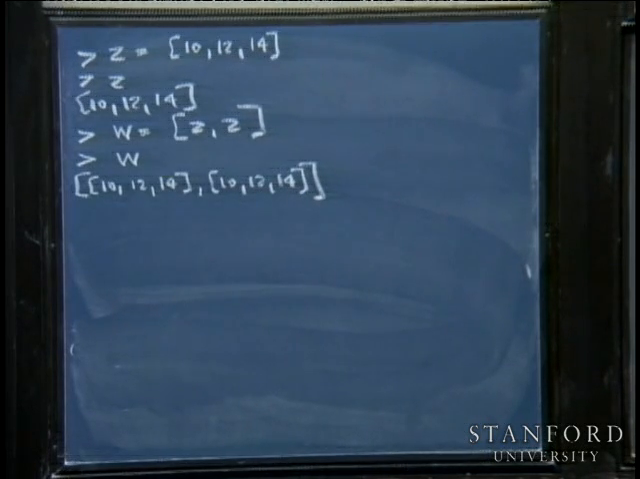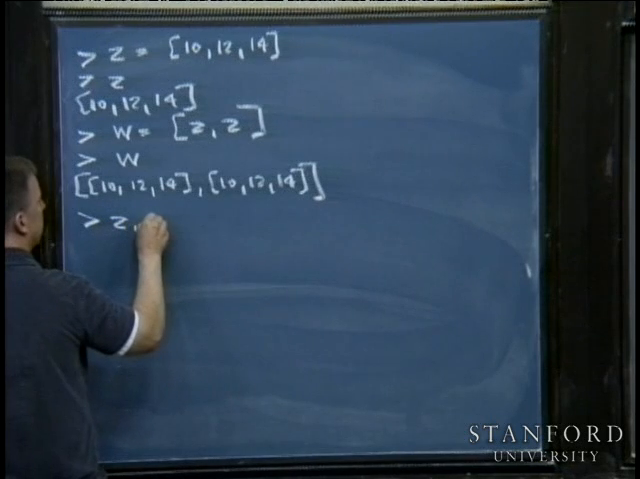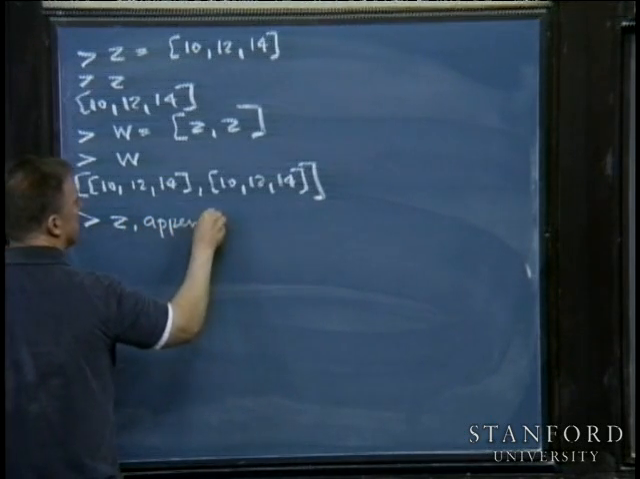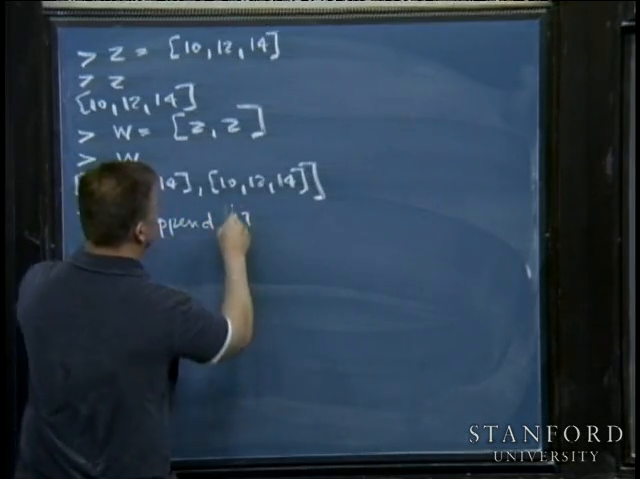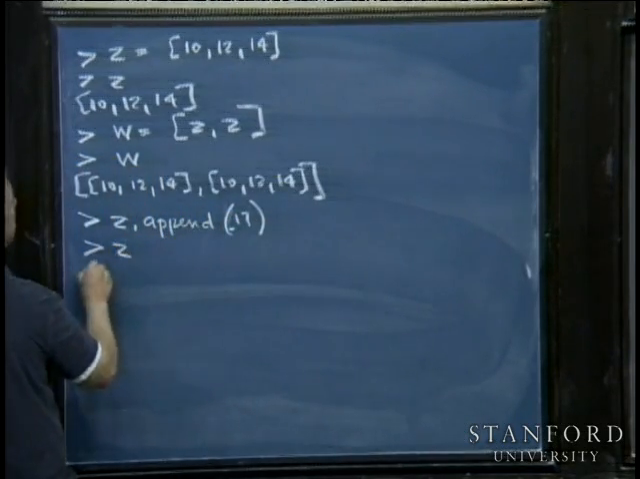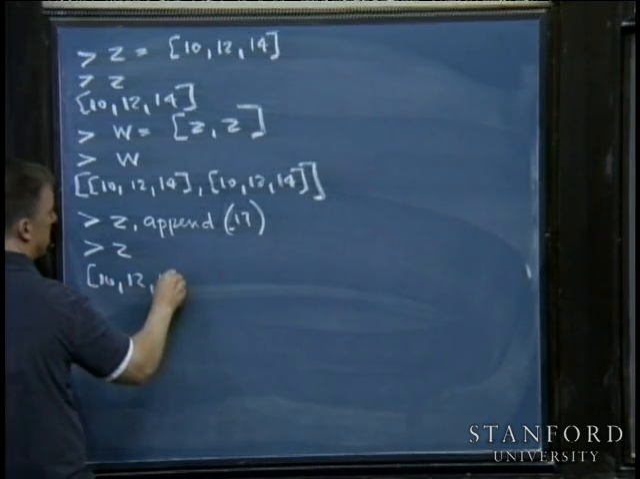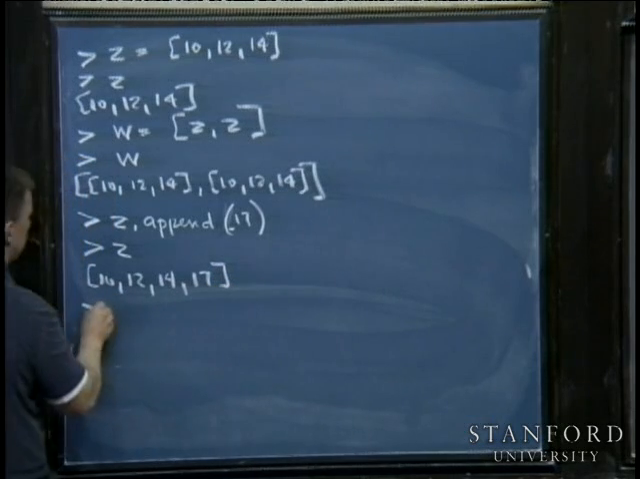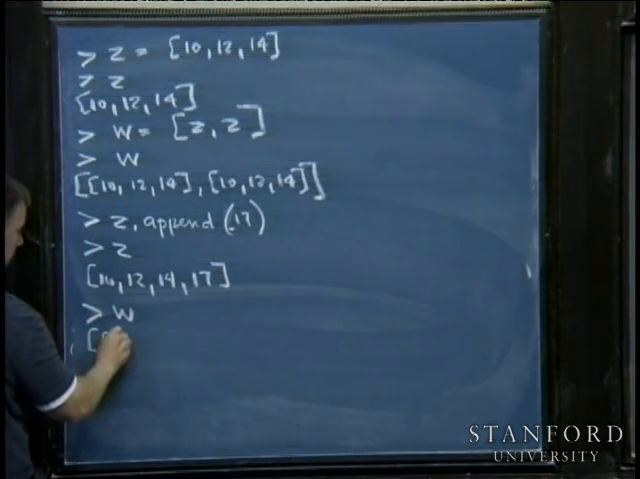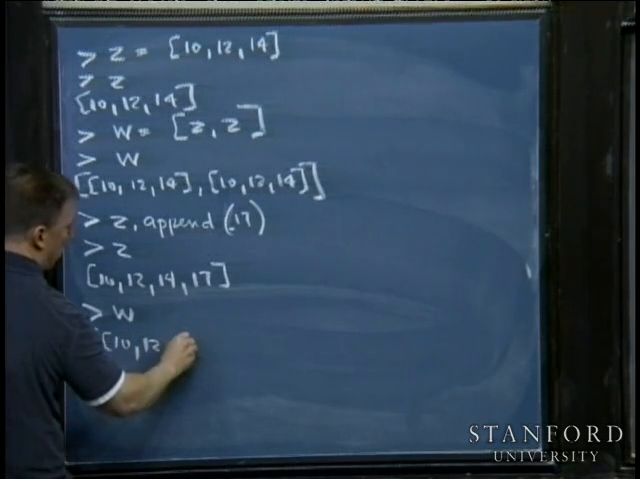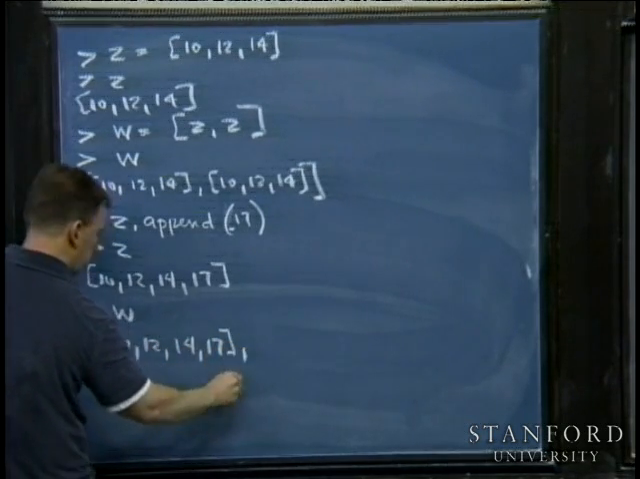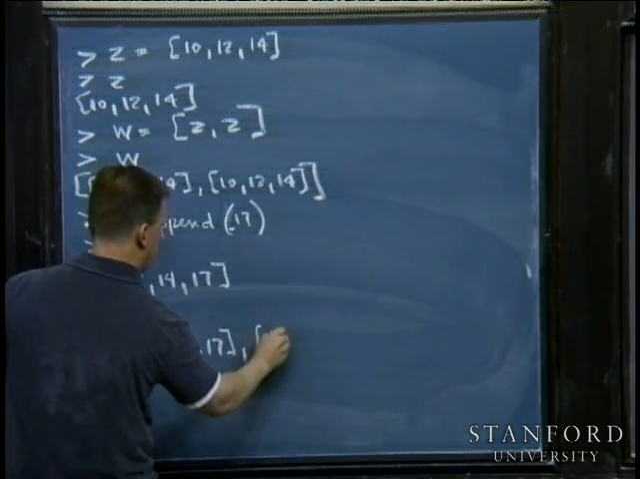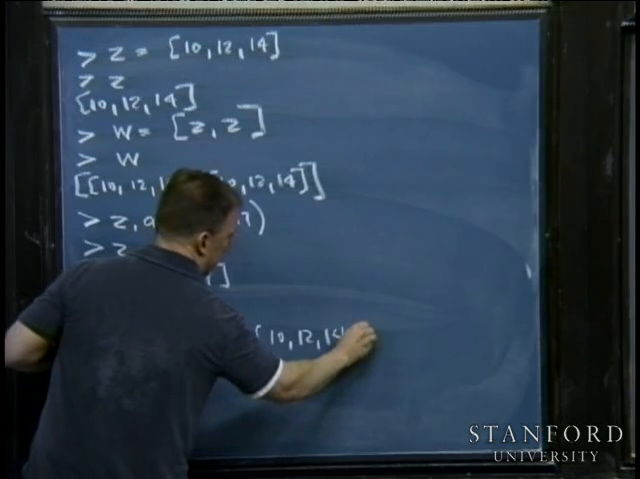What you might not recognize is that it does not make any deep copies. You do not transfer full ownership of the Z lists into the list that's owned by W. So if I do this, Z dot append 17, and print out Z, it's now this. But more interestingly, if I print out W, I get this: 10, 12, 14, 17, 10, 12, 14, 17.